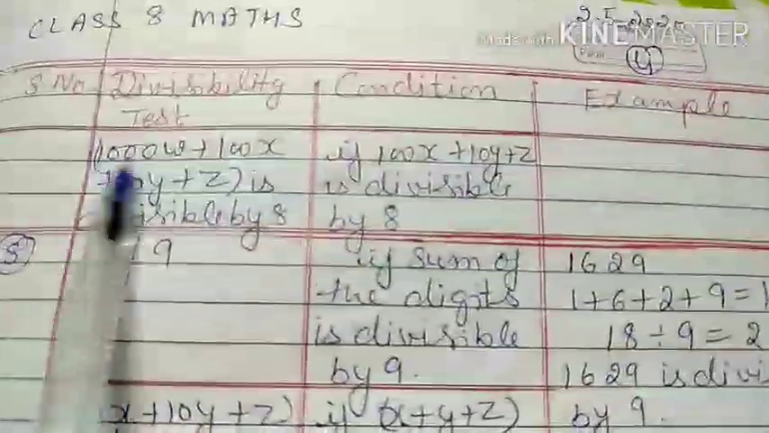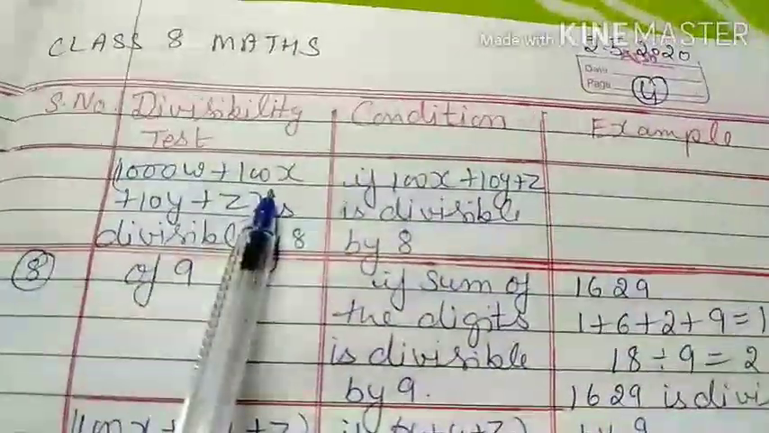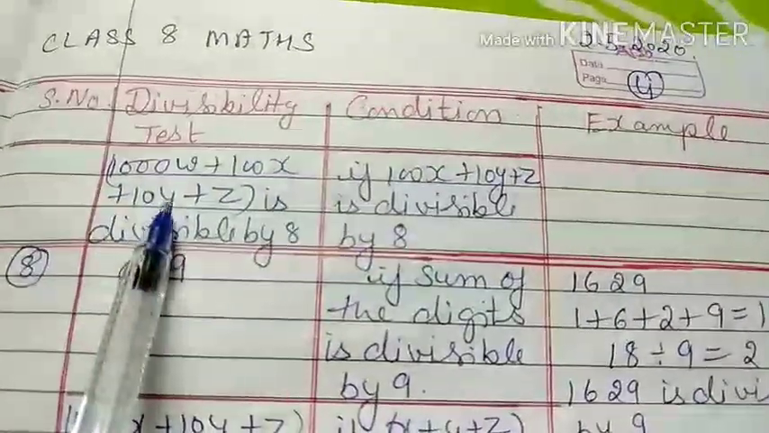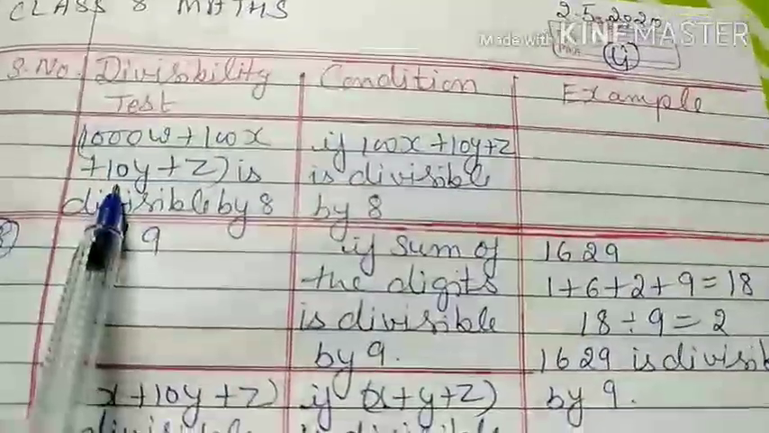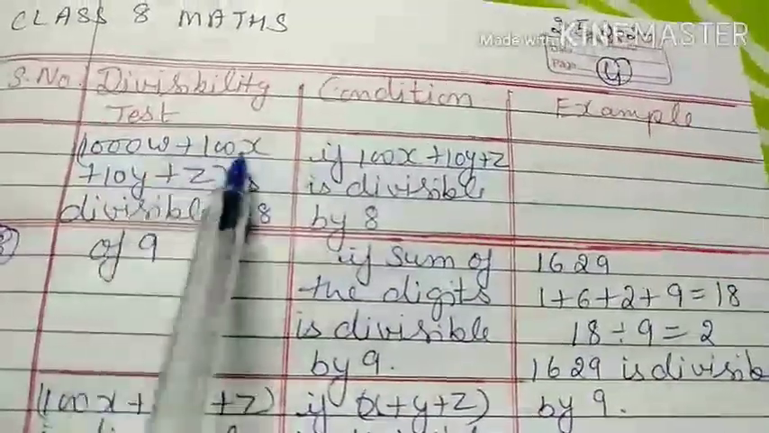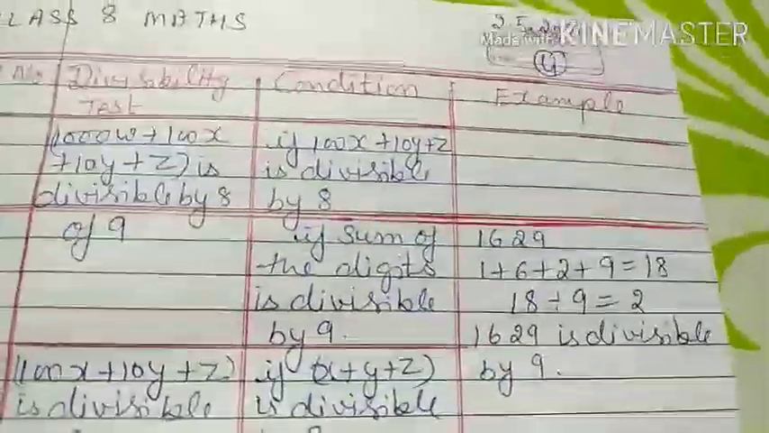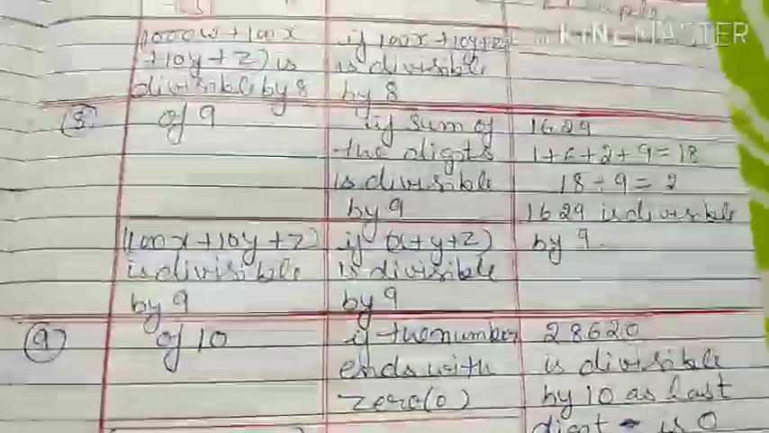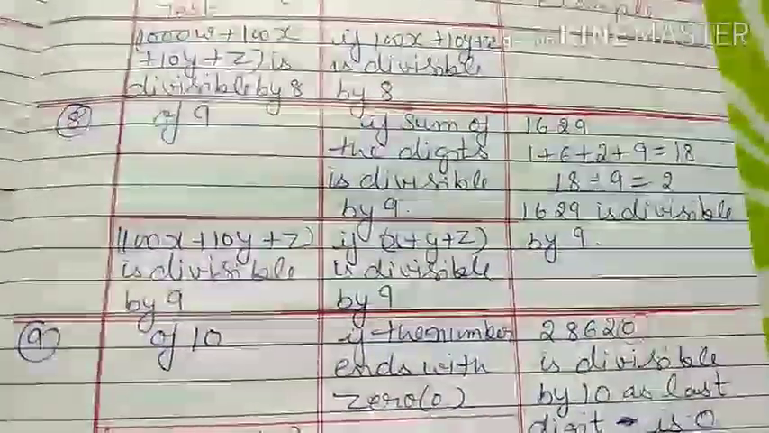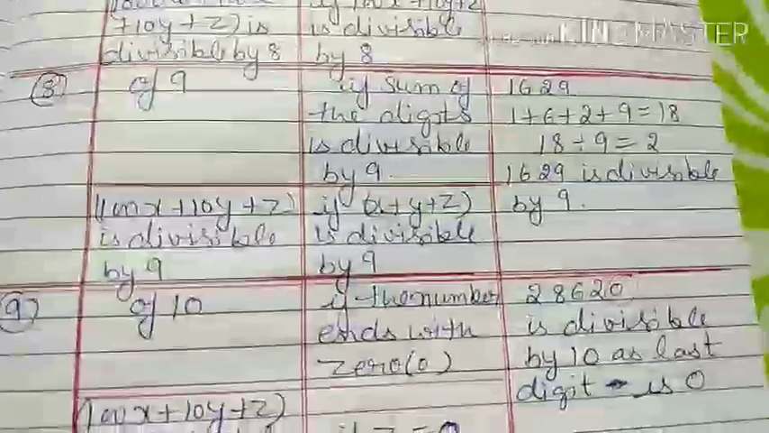Similarly, if you have a bigger number, with 1000 place w, 100 place x, 10 place y, and unit place z, and you want to check the divisibility, you only pick the hundreds place, tens place and unit place digits, and if that number is divisible by 8, we can say that the number is divisible by 8 and the divisibility test is true for 8.